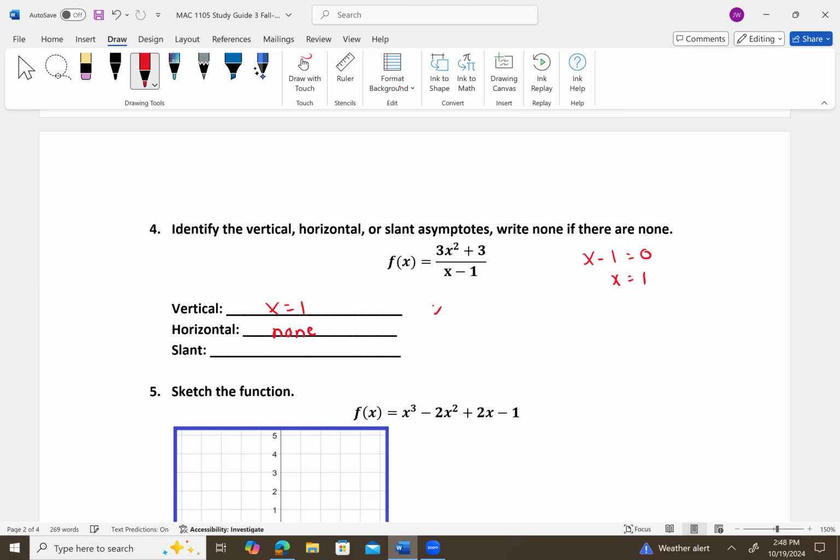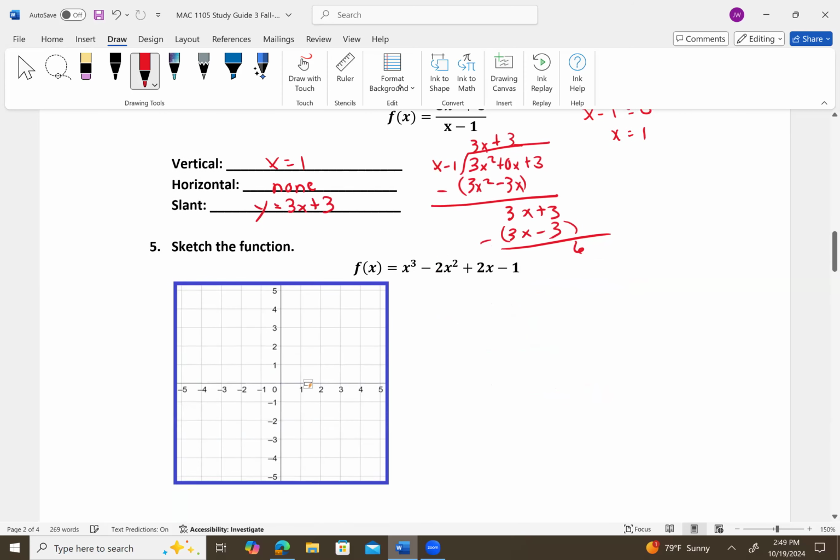So I divide. 3x², put in a 0x plus 3. So x times 3x gives me 3x². 3x times -1 gives me -3x. Subtracting that, I get 3x plus 3. So this is plus 3, which will give me 3x - 3, remainder of 6, which doesn't matter, because I'm looking at y = 3x + 3.